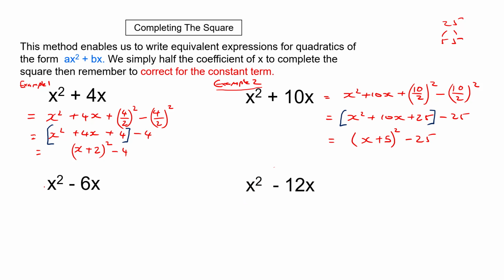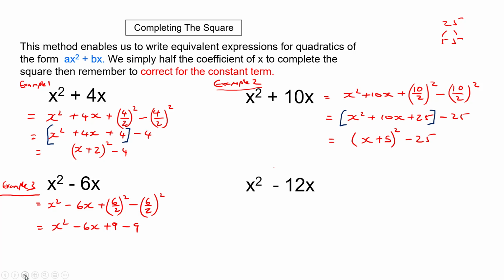Let's try this one here. Example 3. So we've got x squared minus 6x. So that's going to be the same thing as x squared minus 6x. So we take the 6. It doesn't matter if it's positive or negative, we just take the 6. So it's plus 6 over 2 squared minus 6 over 2 squared. Okay, that's going to be equal to x squared minus 6x. Now 6 over 2 is 3. Okay, so 3 squared is plus 9 and minus 9.